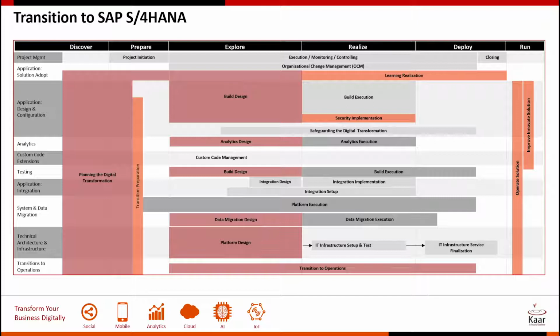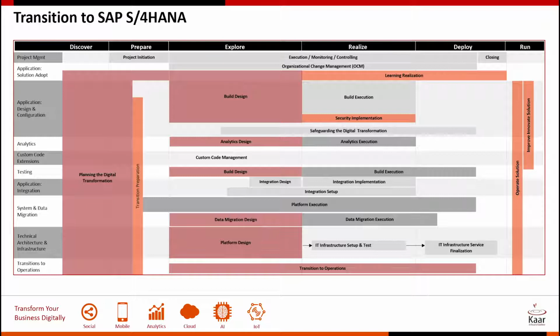So what are the work streams that we have? The project management, the application solution adoption, the application design and configuration, analytics, custom code extensions, testing, application integration, system and data migration, technical architecture and infrastructure, and the transition to operations, because that's what you would need once you have converted. Let's just mention the main activities in each of these work streams.